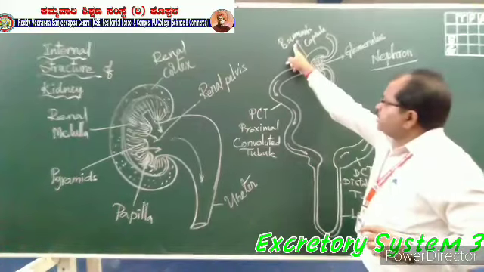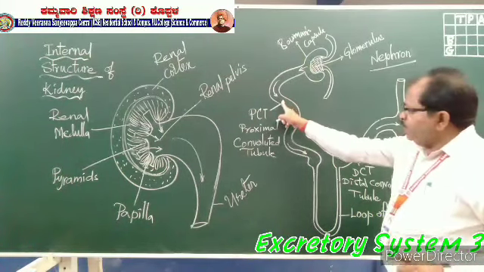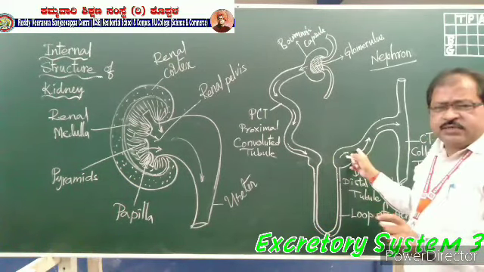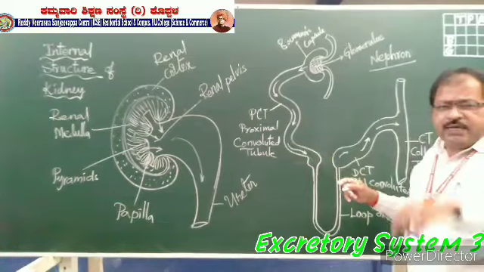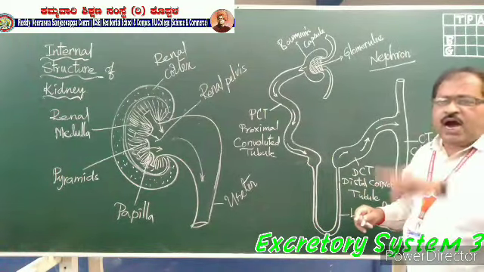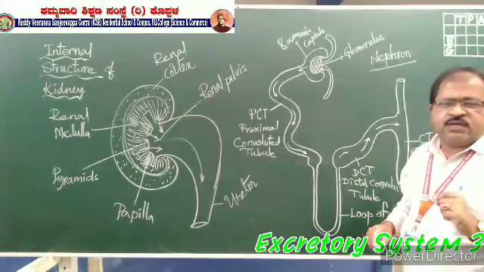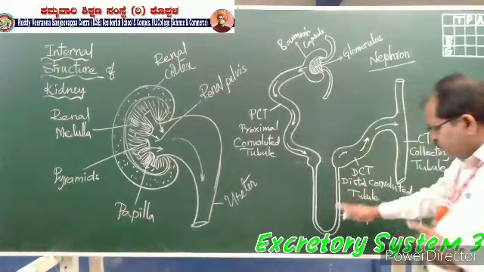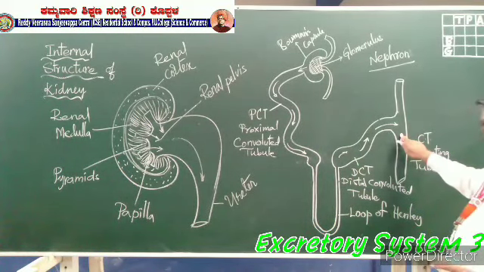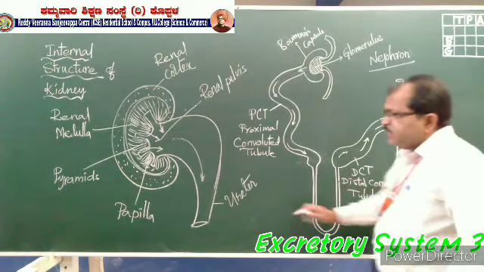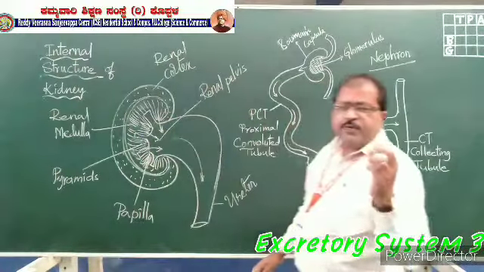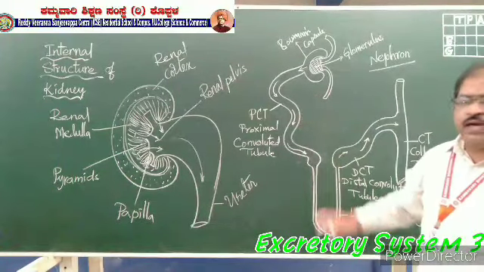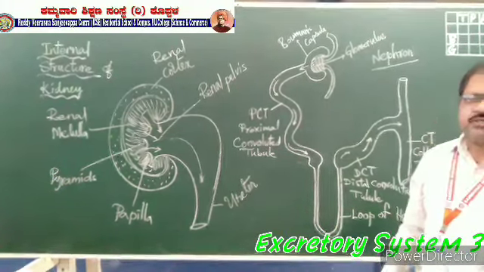having the Bowman's capsule, PCT and DCT, present in the renal cortex. So they give the dotted appearance to the kidney, the outer renal cortex. It is dark red in color, and the inner medulla has the loop of Henle and the collecting tubule. These two are present in the renal medulla and give a striped appearance. And the renal medulla is the light colored structure.